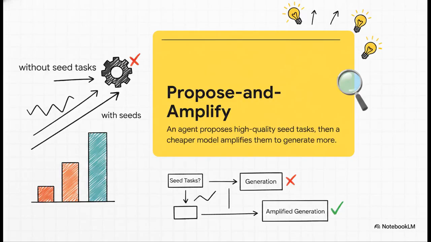Now, the reason this is so important is that this propose and amplify trick massively boosts the quality. They found that without those seed tasks, the success rate for setting up the generated tasks was only about 55%. But by giving the model those really good examples to learn from, the success rate skyrocketed to almost 89%. That's a huge improvement in reliability.